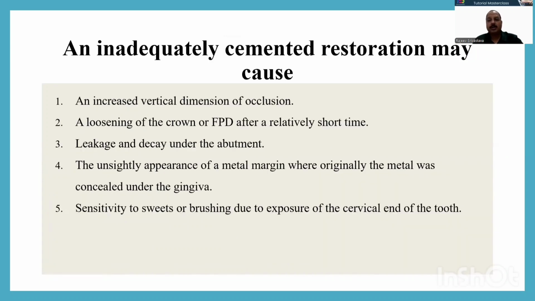An inadequately cemented restoration may cause an increased vertical dimension of occlusion, because, as you all know, when the crown or the bridge is not seated, definitely there will be an increase in the vertical dimension, or there will be a high point on that particular tooth. Then a loosening of the crown or fixed partial denture after a relatively short time, again because maximum pressure will be transferred on that particular abutment or the crown.